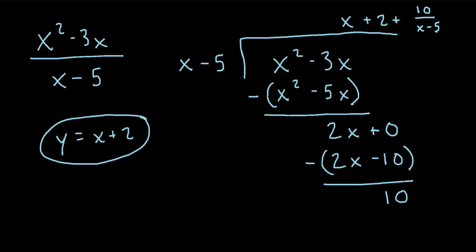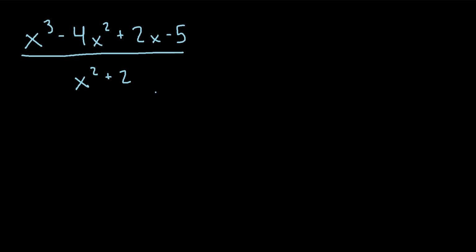Now, the reason that we ignore the remainder is because when we're talking about asymptotes, we're talking about the behavior of a function as x goes towards infinity. So notice that when x goes towards infinity here, this whole expression is getting smaller and smaller and smaller, and it's approaching 0. So just ignore it. When we say the slant asymptote, it's really just approaching this equation right here. All right, let's try one more example.